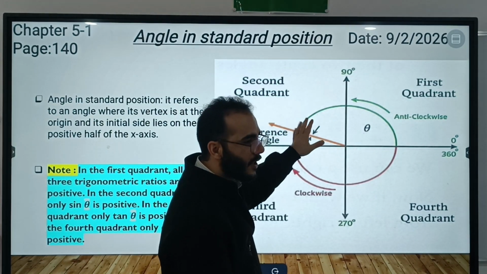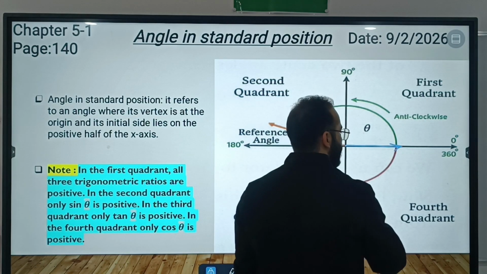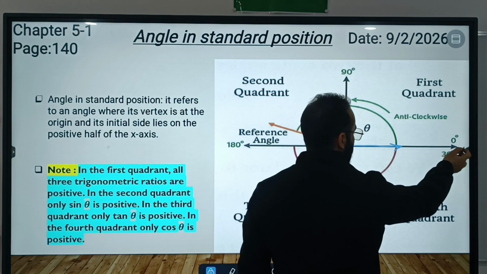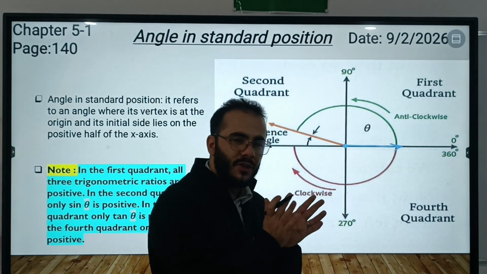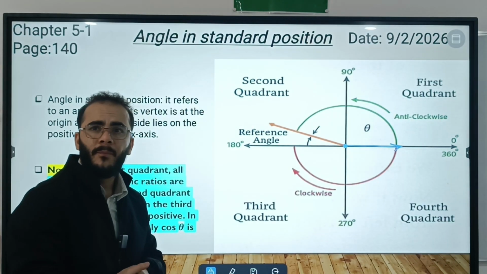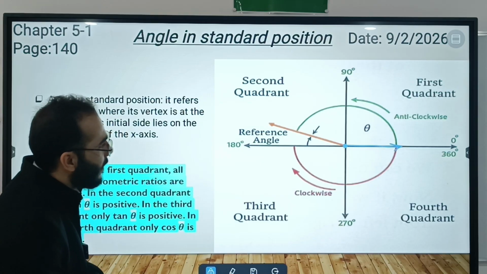We don't care about the terminal side for an angle in standard position. So here is the initial side. As you can see, it's exactly on the positive half of the x-axis. Here is the x-axis. And the vertex is this point that joins these two sides, the initial and the terminal one. It's at the origin, and the initial side is on the positive half of the x-axis.